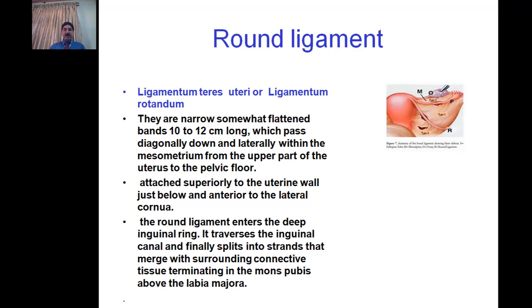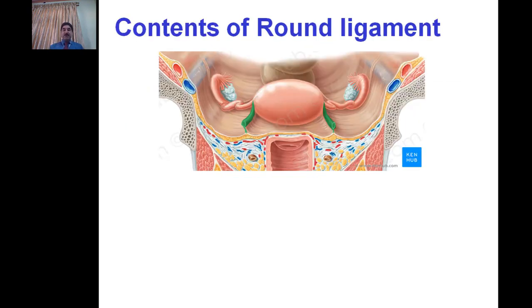The round ligament enters the deep inguinal ring. It traverses the inguinal canal and finally splits into strands that merge with surrounding connective tissue, terminating in the mons pubis above the labia majora. In this diagram, we can see the contents of the round ligament. The round ligament, besides providing support to the uterus, is also important because it contains important structures.